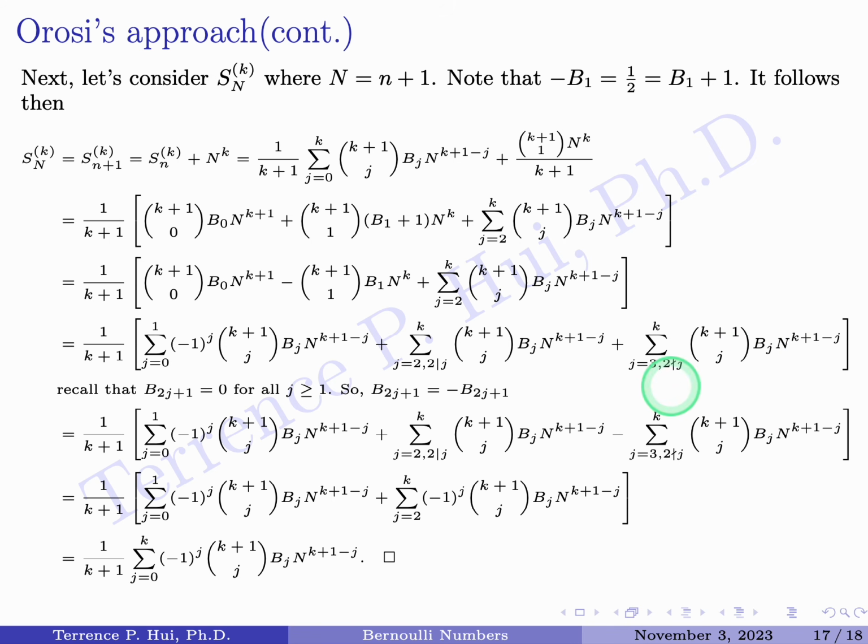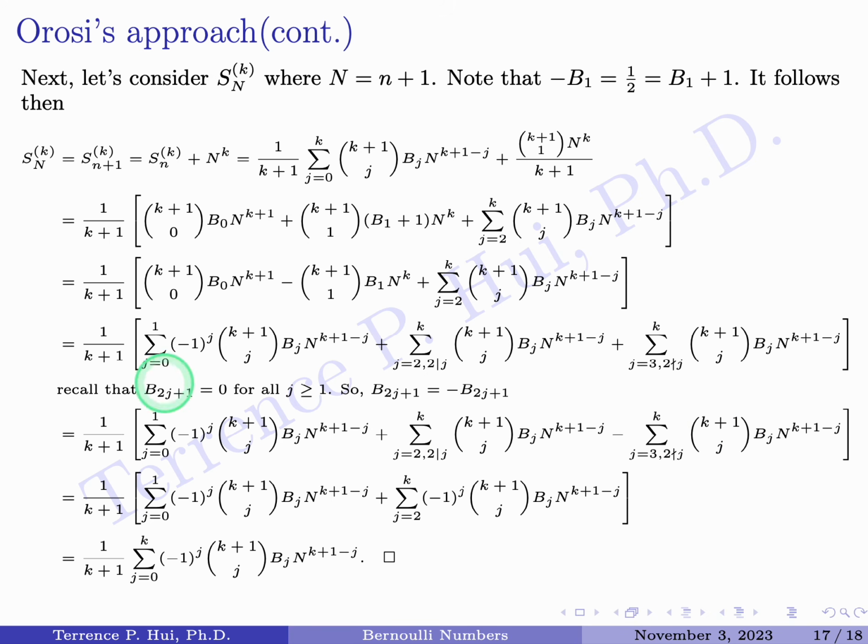But wait, we proved that starting with 3, b3, b5, b7, and so on, all these are 0. So in other words, this whole sum is 0. That's right. This whole sum is 0, because odd indices add up to 0. They're all 0. But wait, this is plus 0. Plus 0, can I write it as minus 0? Absolutely. Because plus 0 and minus 0 is the same thing. Mathematically, they're equivalent.